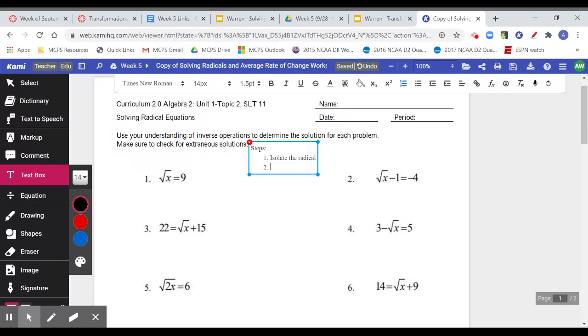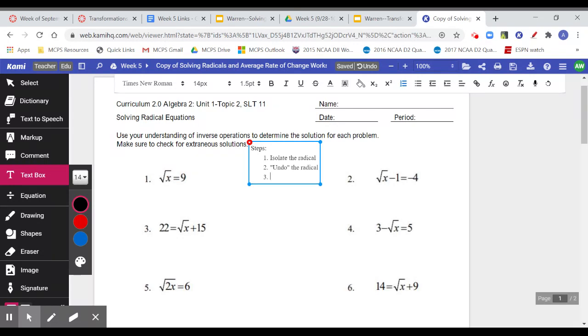After we isolate the radical, we are going to undo the radical. In other words, we are either going to square the function or we are going to cube the function, right? Whichever is the opposite of what is in the given equation. So if we have an equation with a square root, we will square it. If we have an equation with a cubed root, we will cube it.